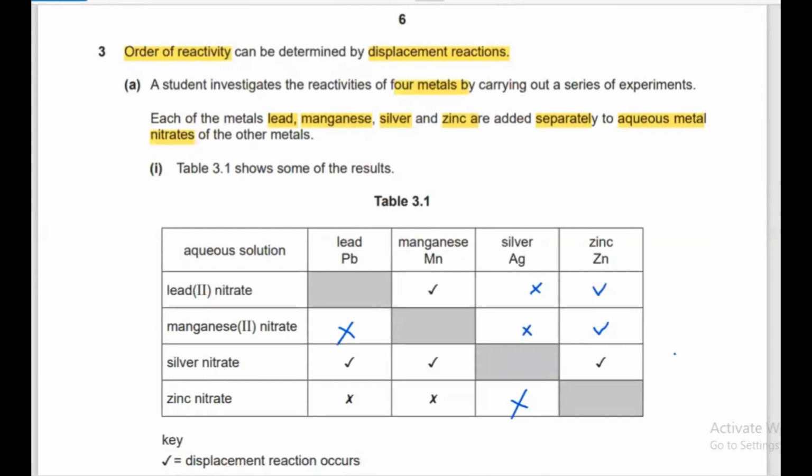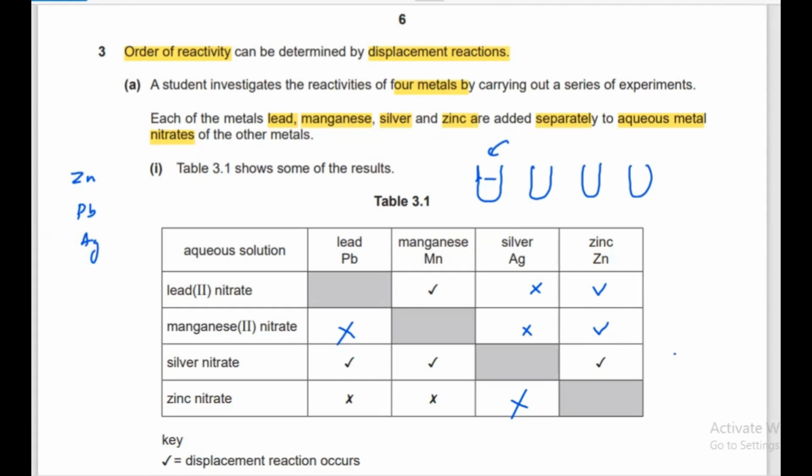Then the order of reactivity can be determined by displacement reactions. As we can see, lead, manganese, silver, and zinc are reacted with different aqueous solutions. If we have four test tubes containing different solutions, we add lead, manganese, silver, and zinc, and check whether the reaction takes place or not. From the reactivity series, we know zinc is the most reactive, then lead, then silver. But we don't know the reactivity of manganese.